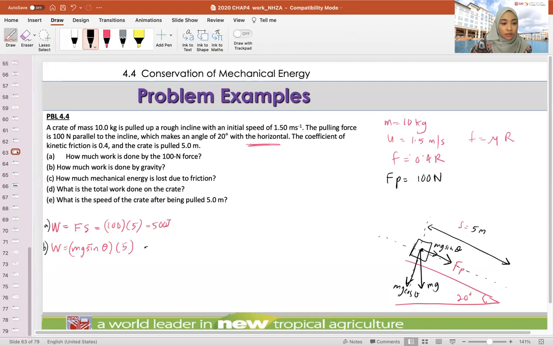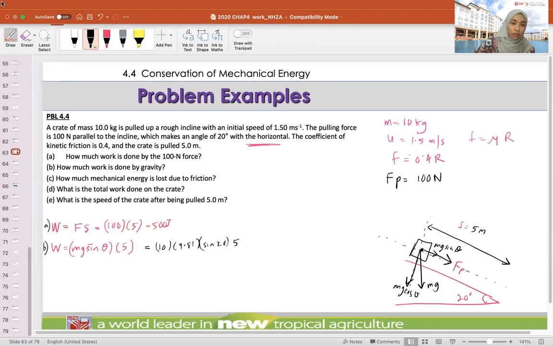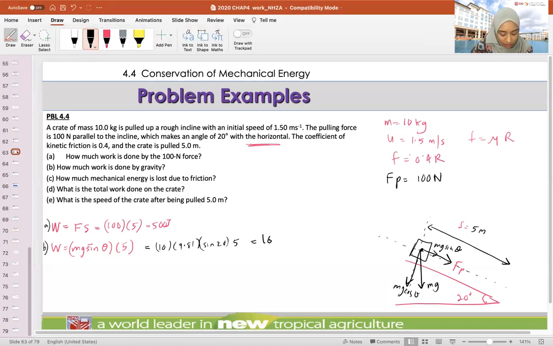This is B. So this is going to be 10 times 9.81 times sine 20 times 5. Again, we are only dealing with the parallel component of the force to the displacement. That is why we multiply mg sine theta directly. I made a shortcut since we already know how to calculate it. Times 5, I get 167.76 joules. So that is B.